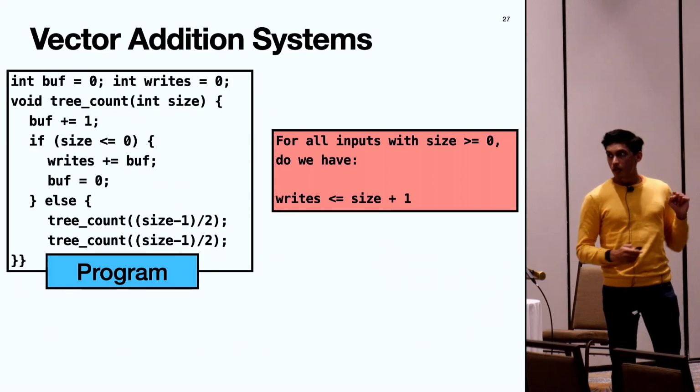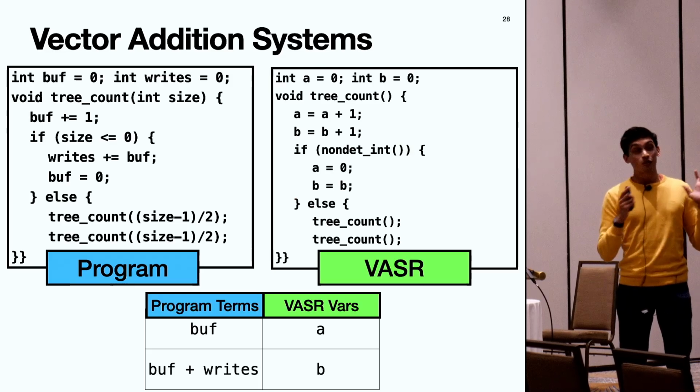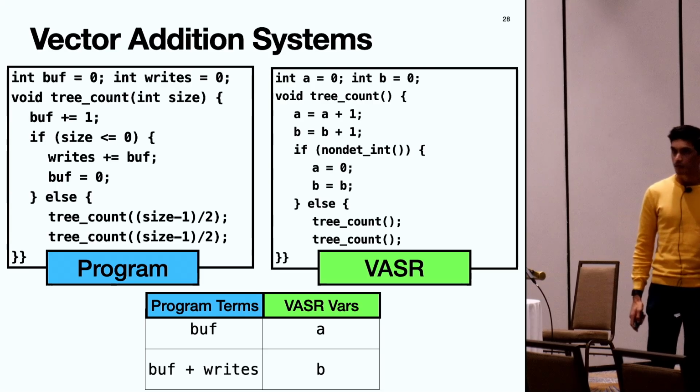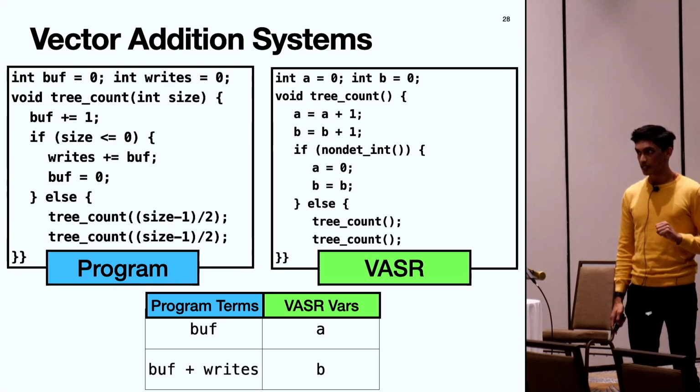So here is our running example. And here is its VASR reflection. The VASR reflection has two variables, A and B. A represents buff, and B represents buff plus writes.